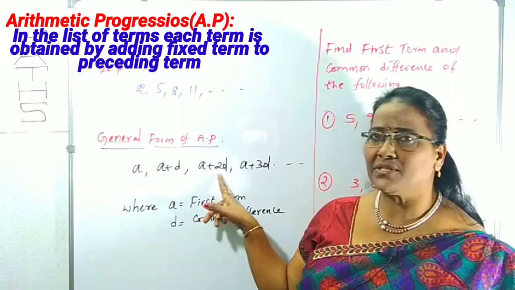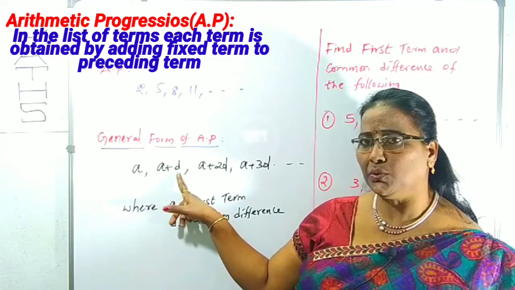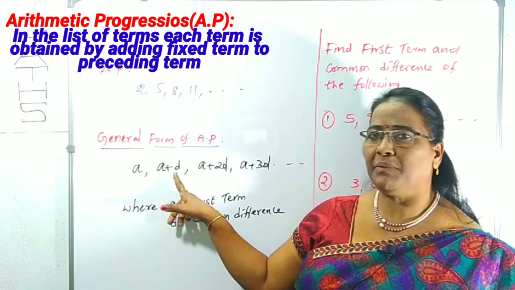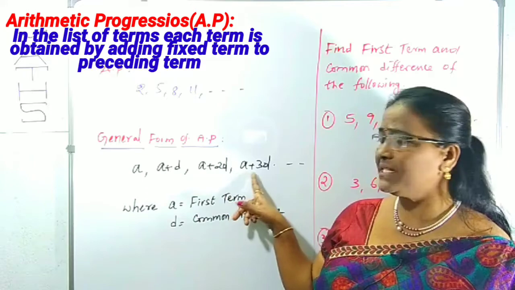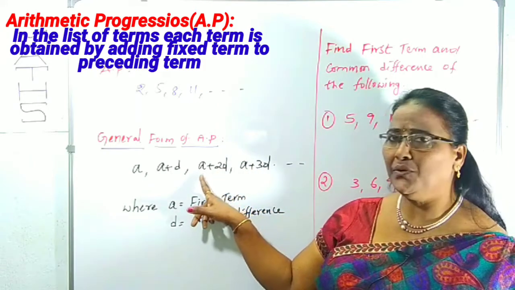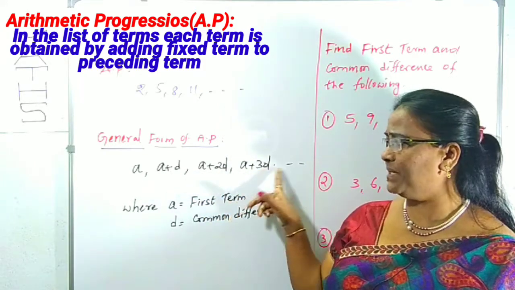And now you get the a plus 2d by adding the a plus d to d. A plus d is a plus 2d. How can you get the a plus 3d? By adding the d to a plus 2d, we can get the a plus 3d.